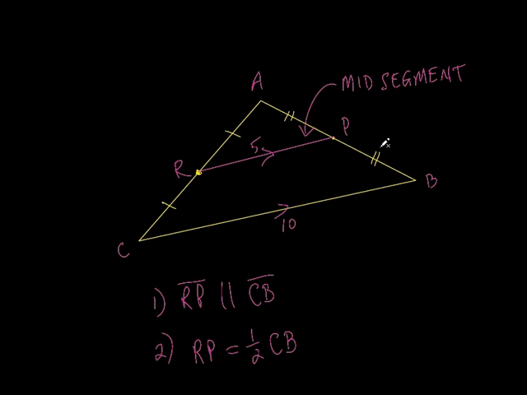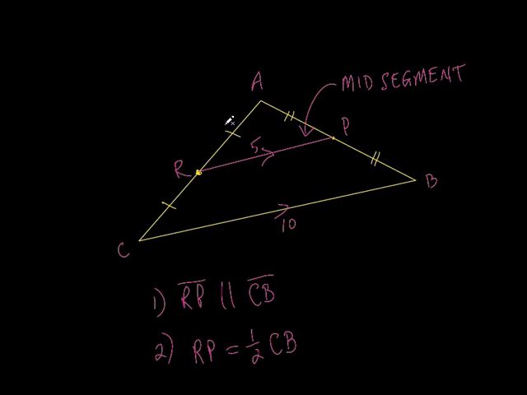Now, they could say that RP is the midsegment. And they might not even tell you that that's the midpoint. But by knowing this is the midsegment, what does that tell you about that point? It has to be the midpoint. That's right. And if this is the midpoint, what's true about CR and AR? They have to be equal to each other, right?